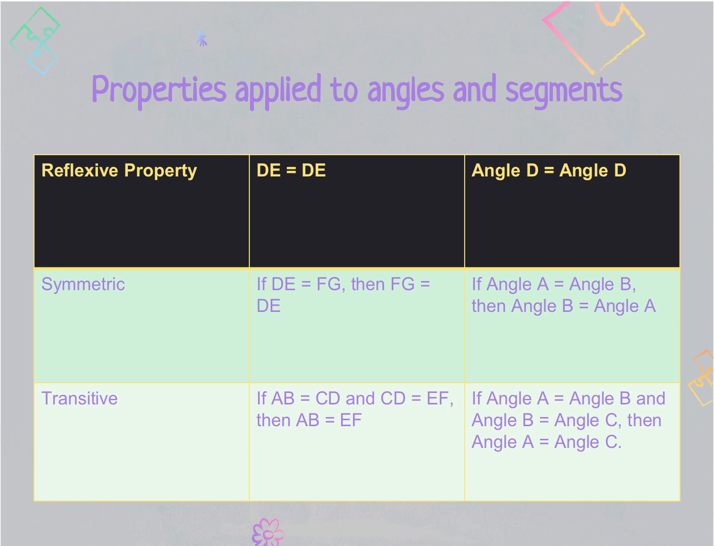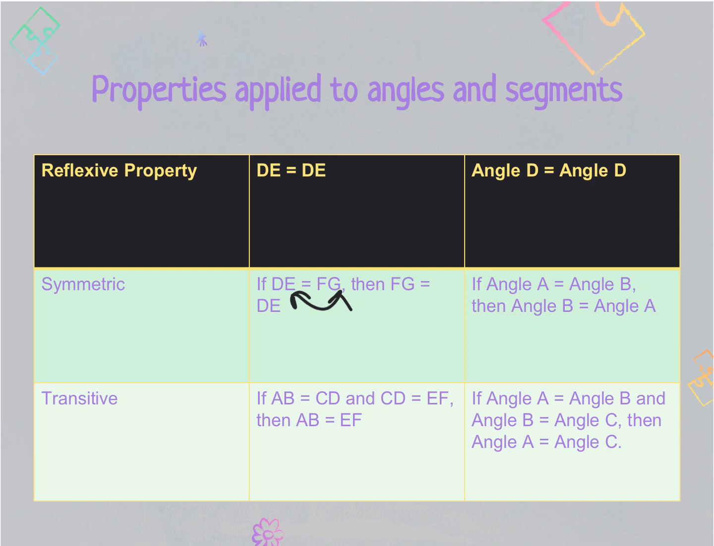Now we have the reflexive properties. So these are the properties applied to angles and segments. We have the reflexive property, which again, DE equals DE, so itself equals itself. Or in an angle, angle D equals angle D. We have the symmetric one, which is if DE equals FG, then FG equals DE. Again, the only thing that really happened right here was these two were flipped for the second part. Same thing applies for the angles.